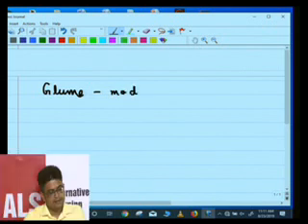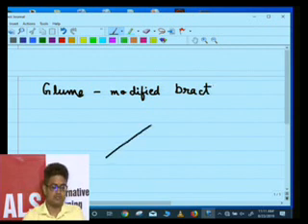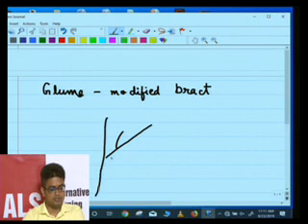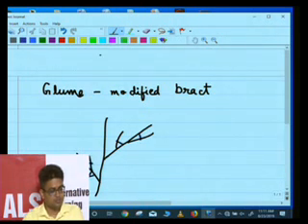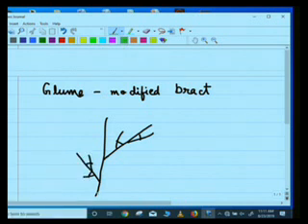Gloom is a modified bract. So suppose this is a spike of spikelet, and this is a spikelet, with sessile flowers borne on this. So at this point here, and here, glooms are present. These are glooms.